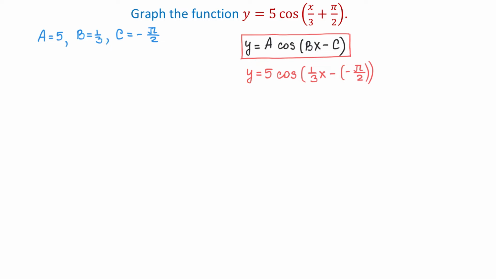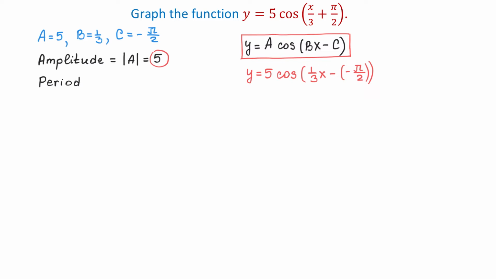To graph this function, first we need to find the amplitude, the period, and the phase shift. The amplitude is found by the formula absolute value of a, and absolute value of 5 is 5. This means that the maximum value of the function will be 5 and the minimum value will be negative 5.